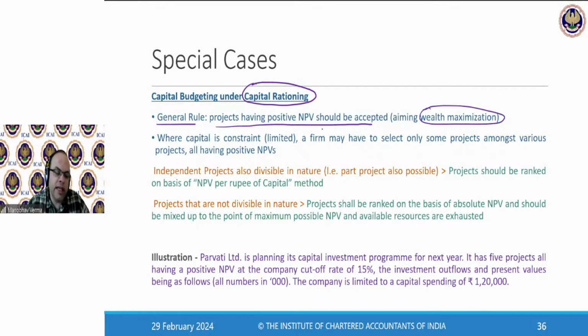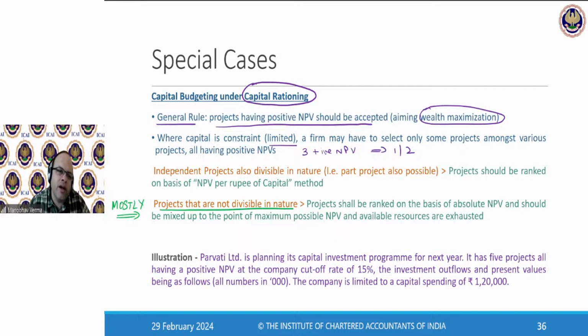But the problem is that generally you will have scarce resources, limited funds, and the firm may have to select only some of the projects. So, for example, let's say there were three positive NPVs, we may be able to select only one or two because of the capital limitations. We may not be able to do all three projects. Now comes a very interesting situation. Most of the time, you will either have to accept the entire project or reject the entire project. That means most of the scenarios will have projects that are not divisible.